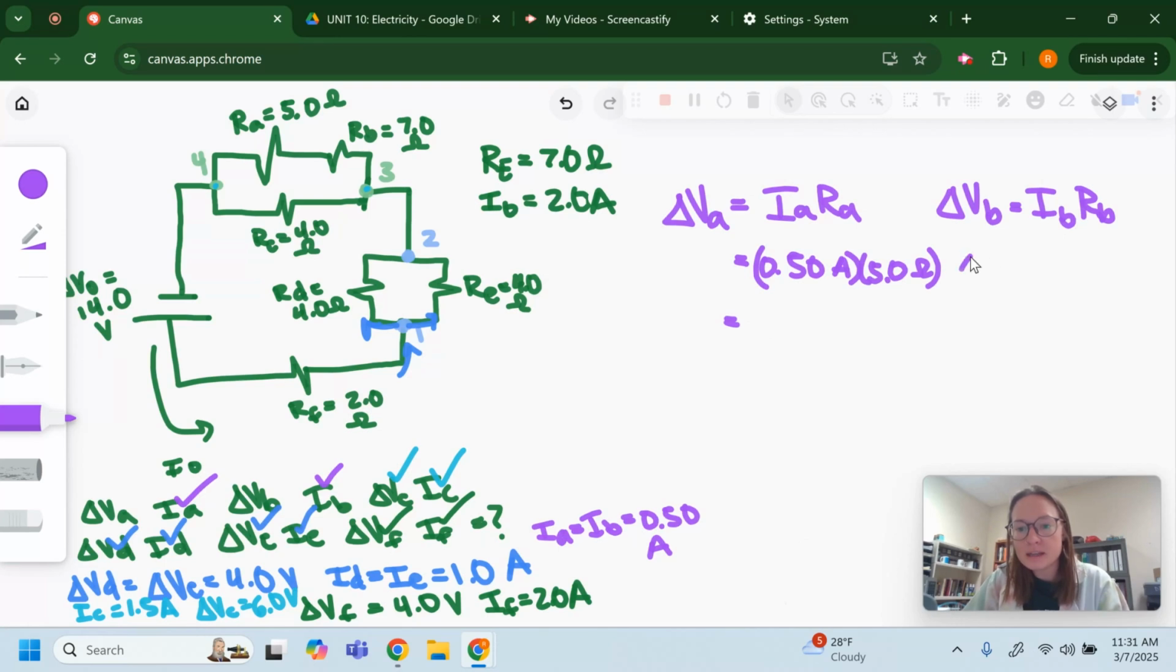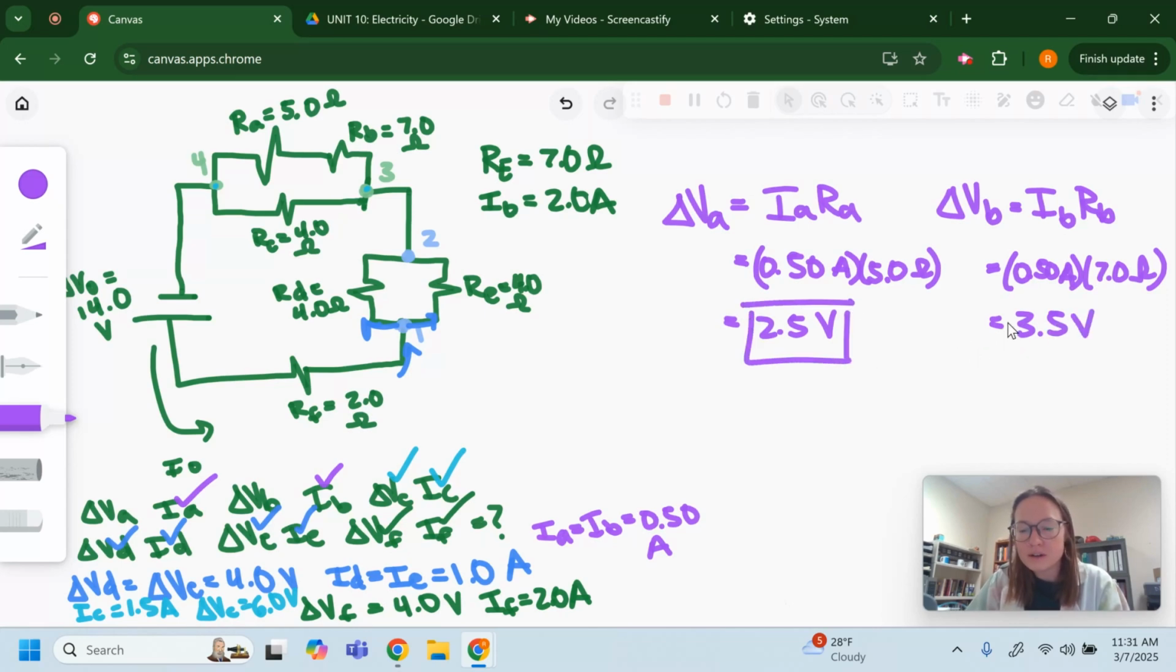Then delta VB is going to equal, let's just give ourselves a little more space here. IB is also equal to 0.50 amps. RB is equal to 7.0 ohms. Checking both, we get 2.5 volts here, and over here you get 3.5 volts. And you are done.